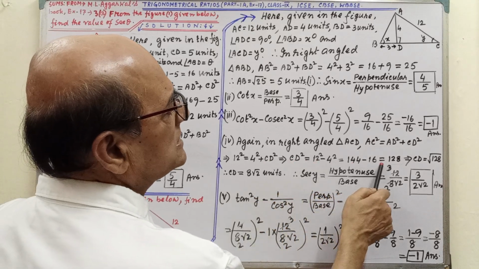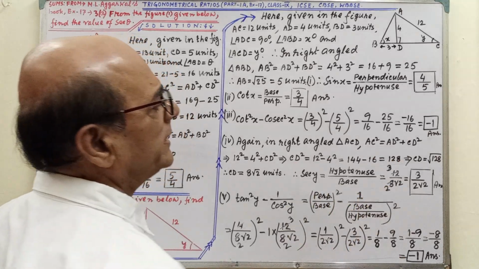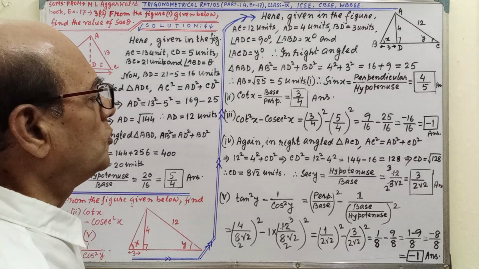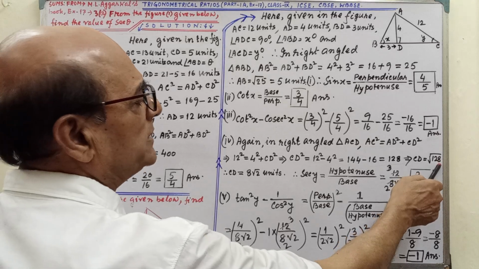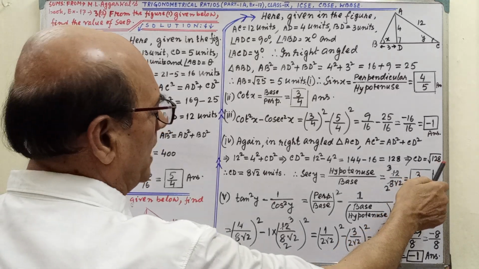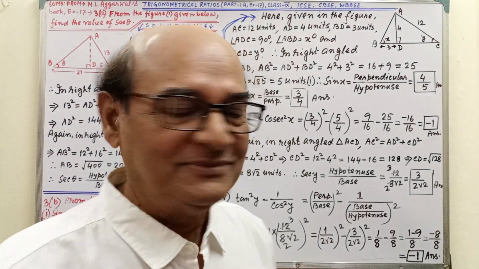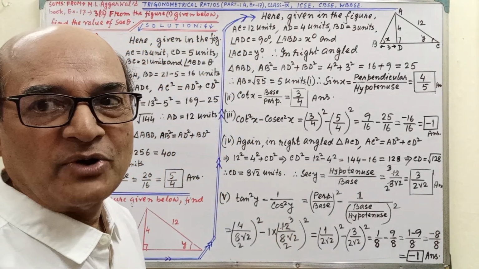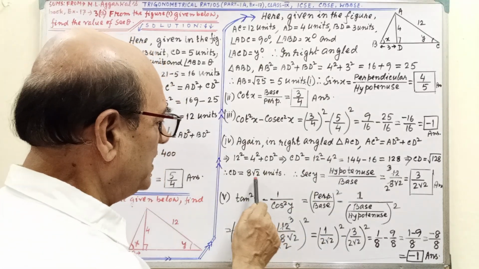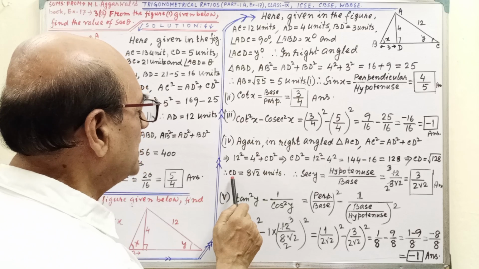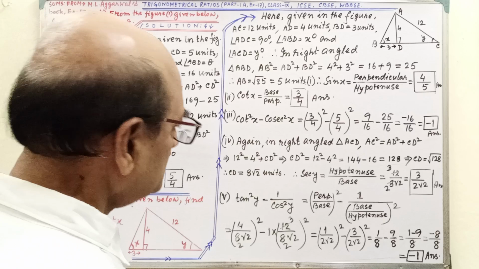By calculation it is coming 128. CD square equals 128, CD equals root over 128. By LCM we have to find the factors. 128 is 64 times 2, and 64 is 8 square, and root 2 will be left. By simplification, CD equals 8 root 2 units.